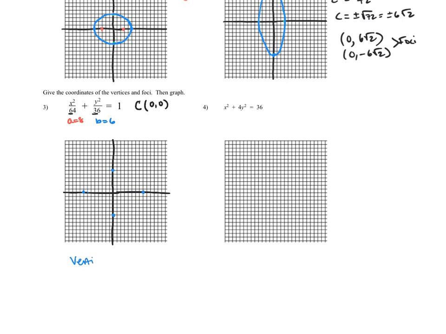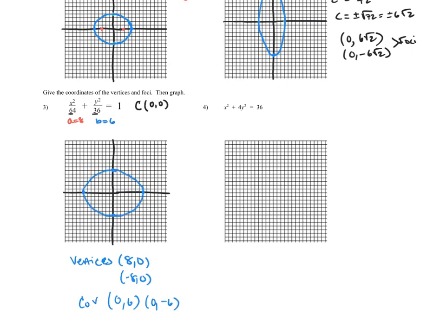are 8, 0, and negative 8, 0. Our co-vertices, which we weren't necessarily asked for, are 0, 6 and 0, negative 6. We'll go ahead and graph it.